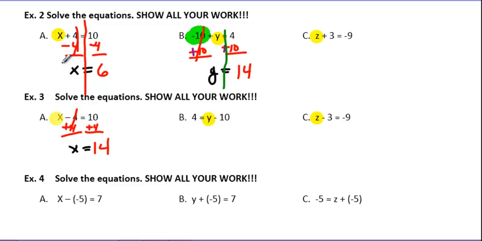Again, we look at what's being done to the variable. Notice my variable in this particular problem is on the right-hand side. That is where I begin. I don't even look at the 4. The 4 has nothing to do with the variable. The 10 is what's working with the variable, and you can see that we're subtracting 10. The opposite of subtracting 10 is adding 10. Again, I'm going to add 10 to both sides.